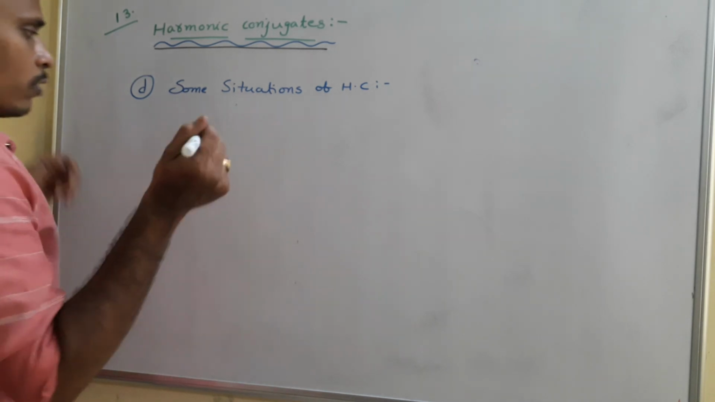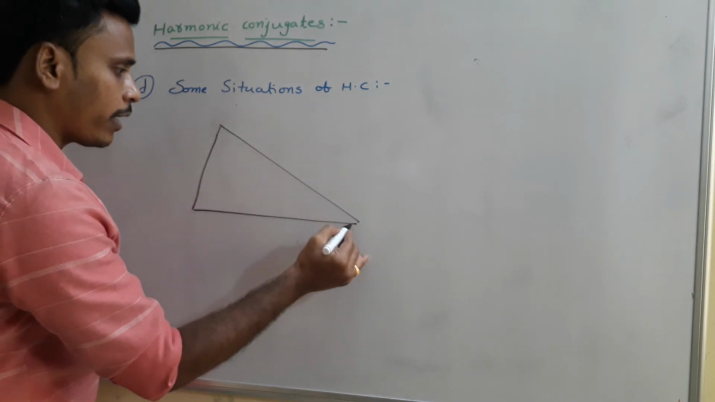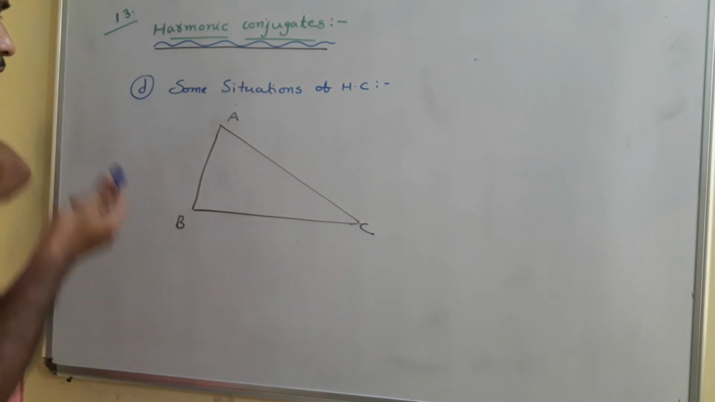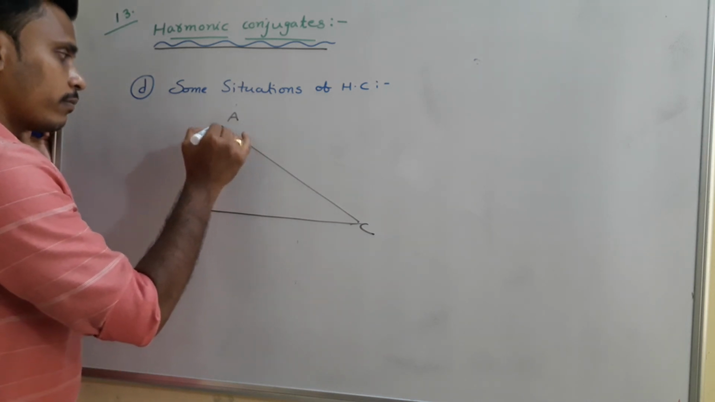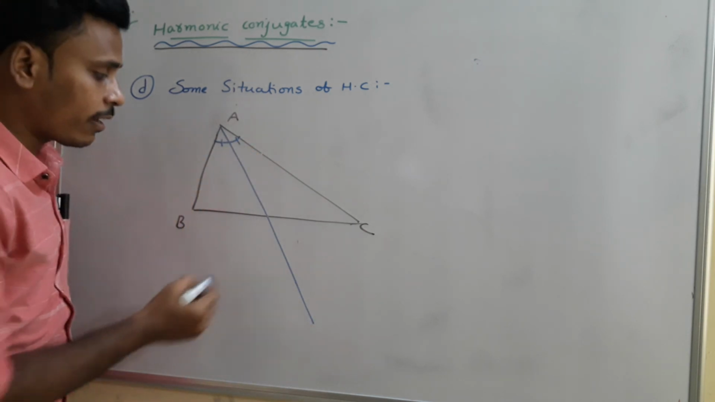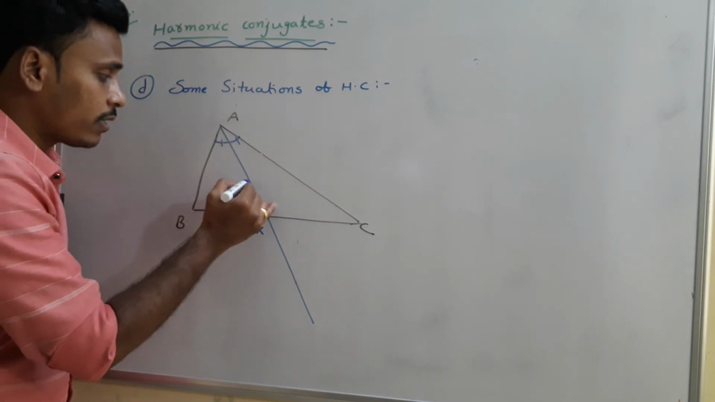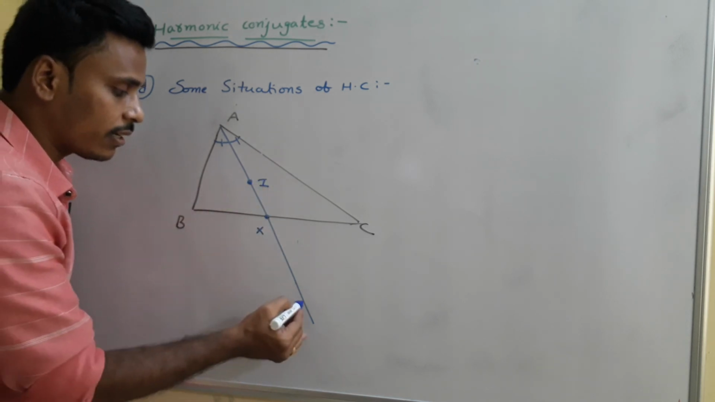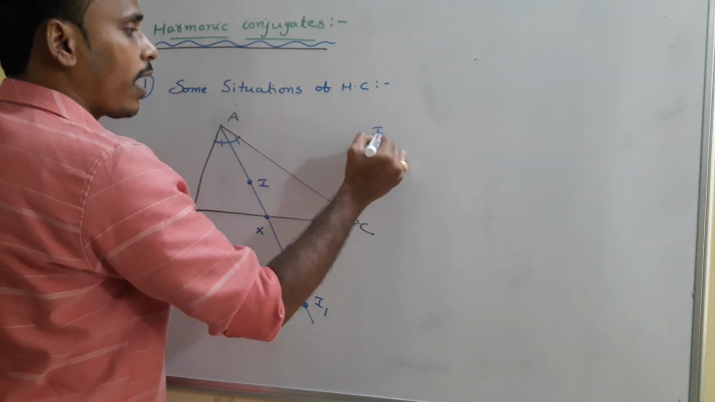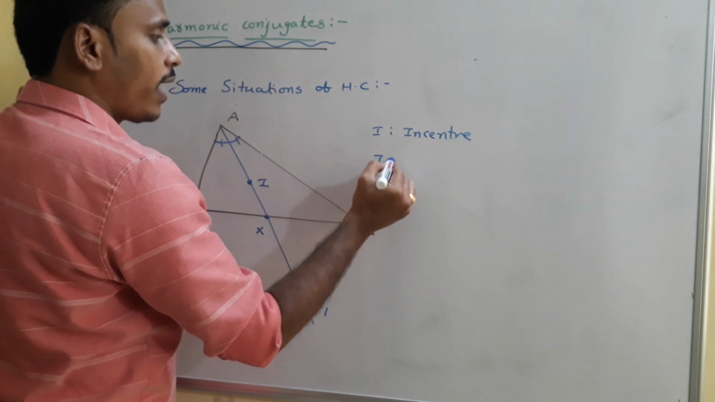Next, another situation. I already mentioned it in geometry as well as in properties of triangles, and the same situation I am explaining now. If you have a triangle ABC and you sketch one internal angle bisector, these two angles are equal. On this internal angle bisector, this is X, very clear. Somewhere on it we have I, which is the incenter, and somewhere we have I1, which is the excenter opposite to A.